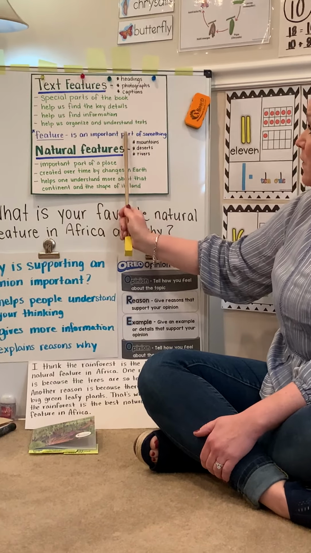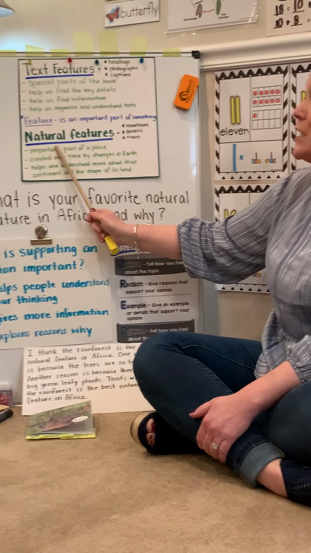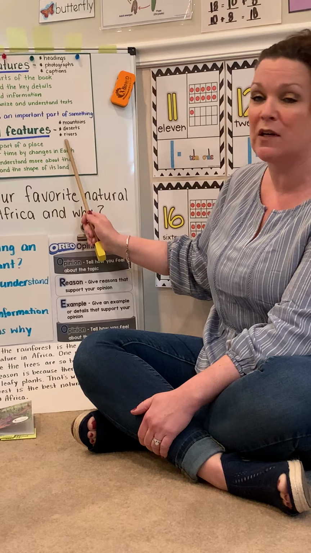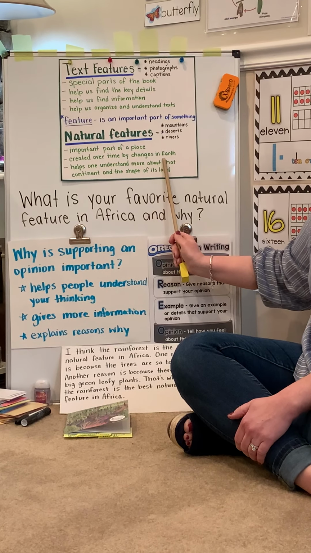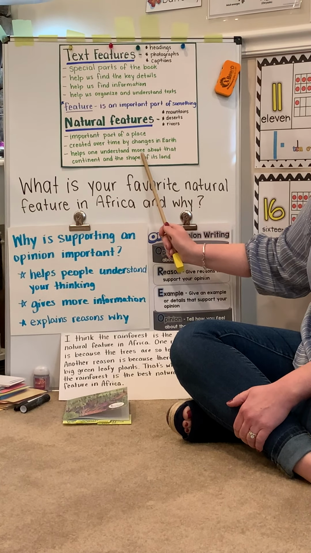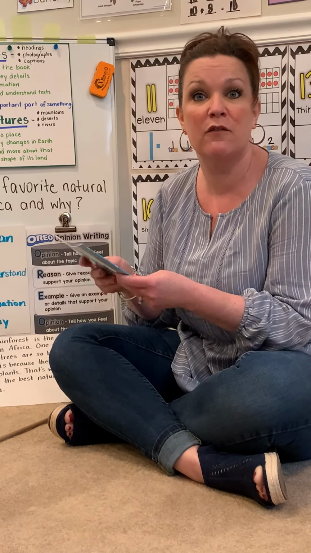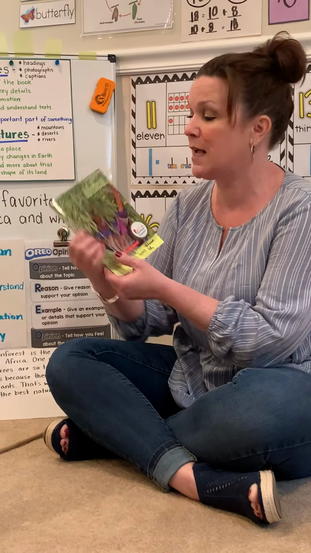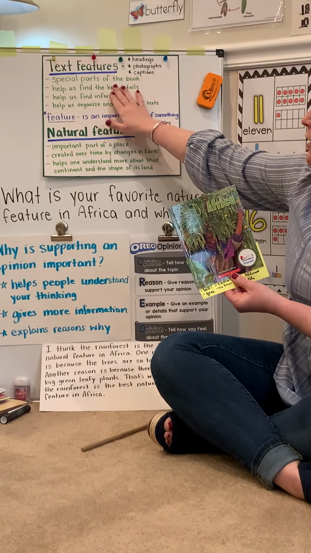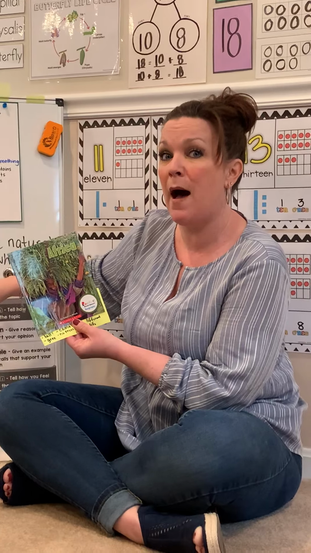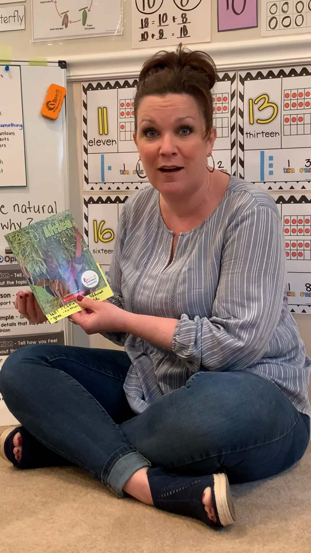So text features are important parts of a text, and natural features are important parts of nature. Those are mountains, deserts, rivers, to name a few. They're an important part of a place. They're created over time by changes in the earth, and they help one understand more about that continent and the shape of its land. And as I mentioned in the content-focused question, we're going to do that today with our text, Africa, by Rebecca Hirsch. Rebecca Hirsch uses those text features to help us understand more about these natural features in our text and what makes the continent of Africa fascinating.